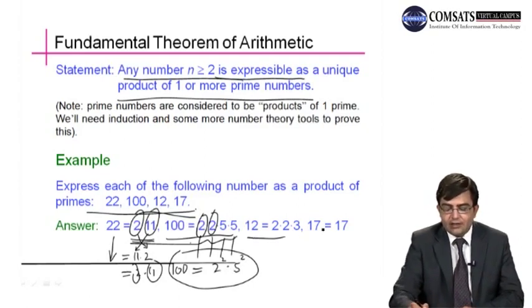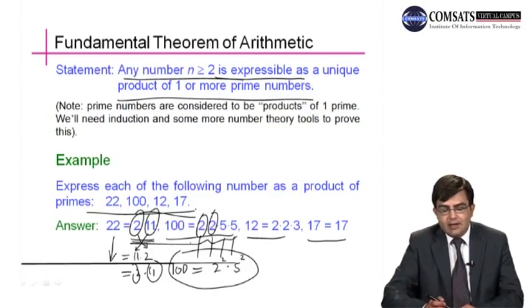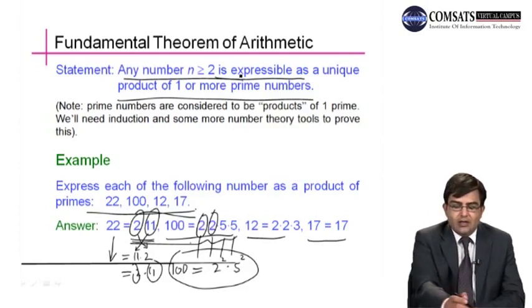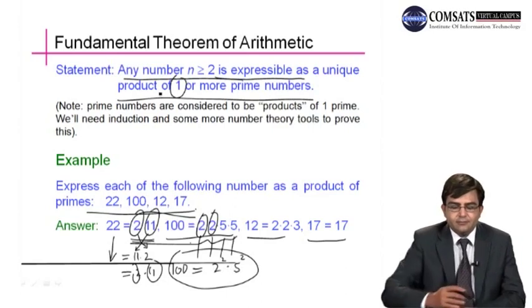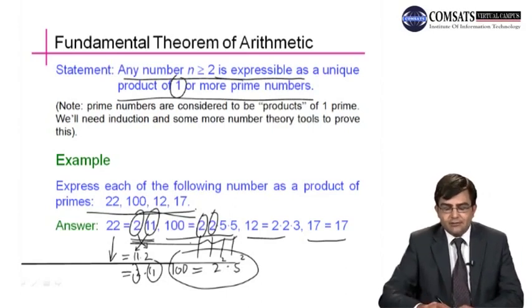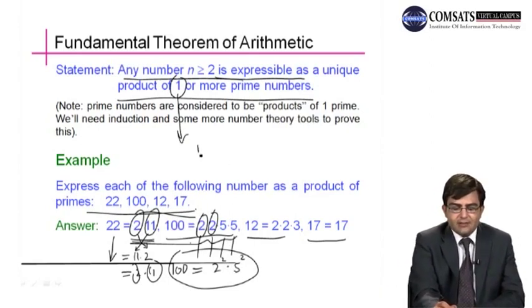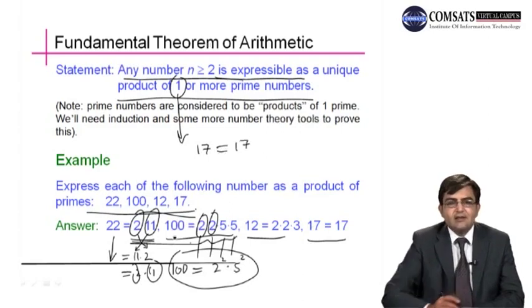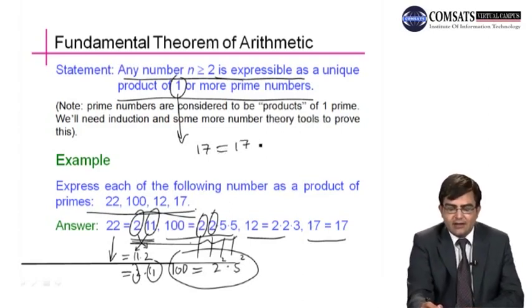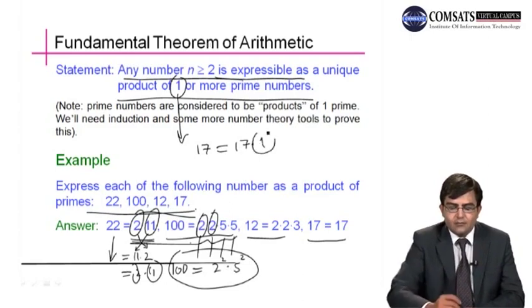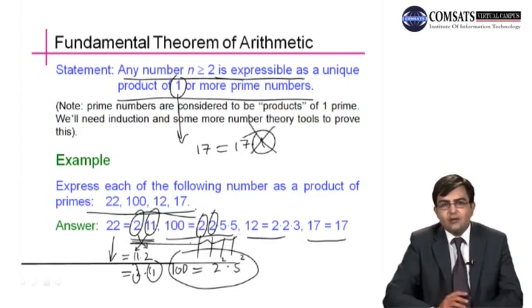Similarly, we can take 12, we can take 17 here. As we have seen, any number greater than or equal to 2 is expressible as a unique product of one or more prime numbers. Here, one, what does it mean? If the given number is prime, for example 17, then 17 will be expressed as 17 only. We cannot write it here as 17 into 1, because 1 is not a prime number.